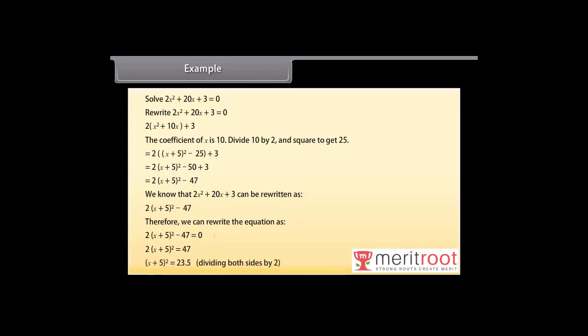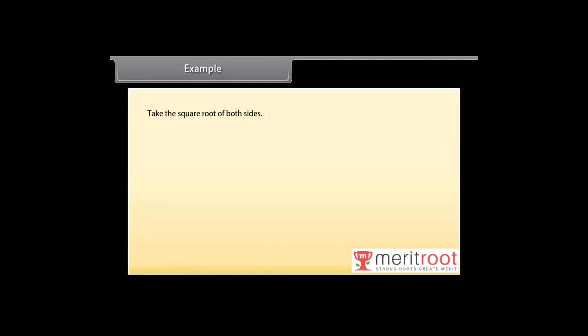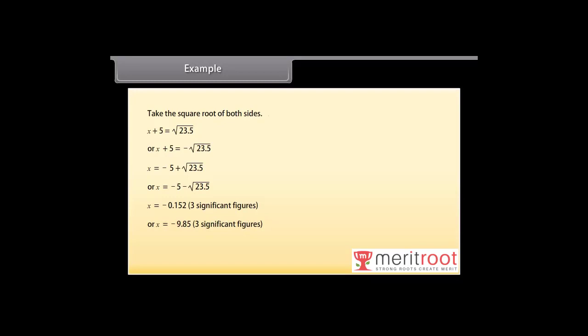Now dividing both sides by 2, we get (x plus 5) whole square is equal to 23.5. Take the square root of both sides. x plus 5 is equal to square root 23.5, or x plus 5 is equal to minus square root 23.5. x is equal to minus 5 plus square root of 23.5, or x is equal to minus 5 minus square root 23.5. x is equal to minus 0.152 to three significant figures, or x is equal to minus 9.85 to three significant figures.